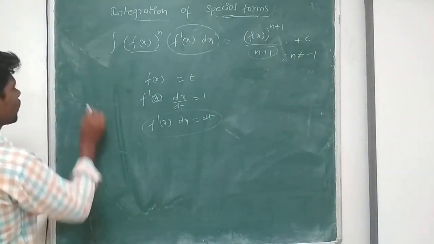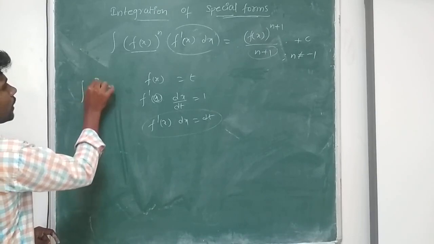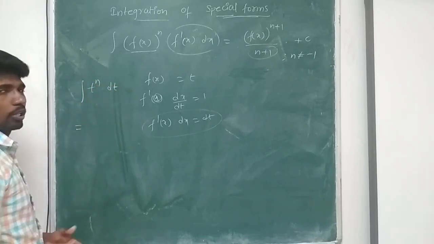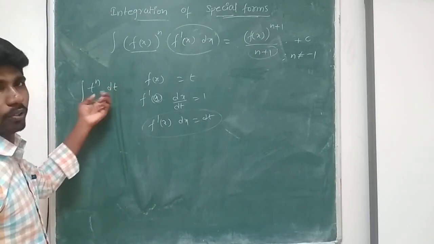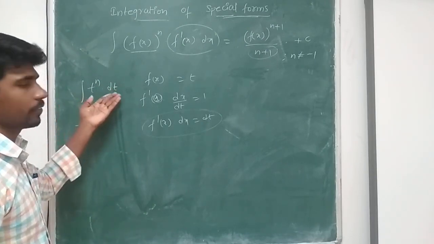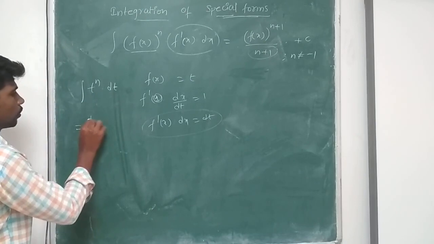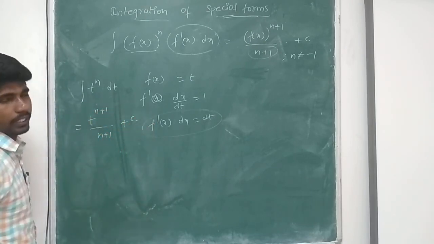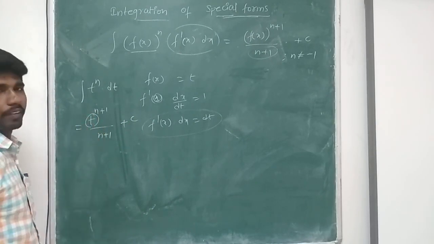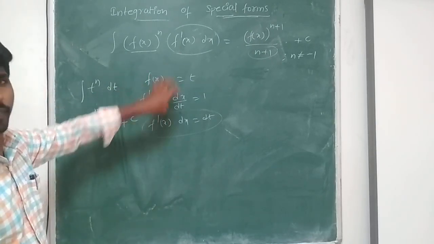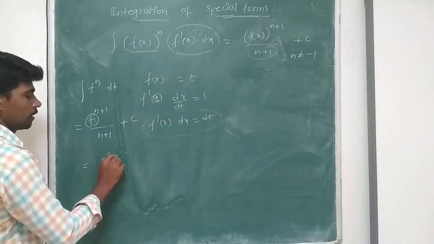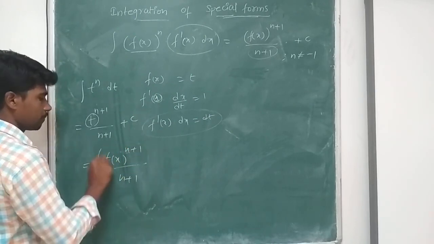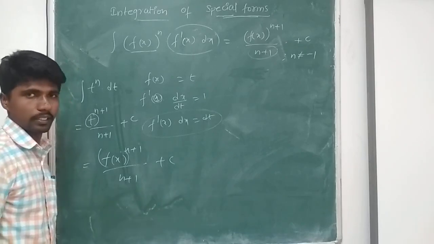Then this is reduced to the form integral t power n dt. Already we learned x to the power of n with respect to x. Now it is t to the power of n with respect to t, which is equal to t to the power of n plus 1 by n plus 1 plus a constant. And we can replace the value of t with f of x. So we get the formula f of x power n plus 1 by n plus 1 plus a constant c.